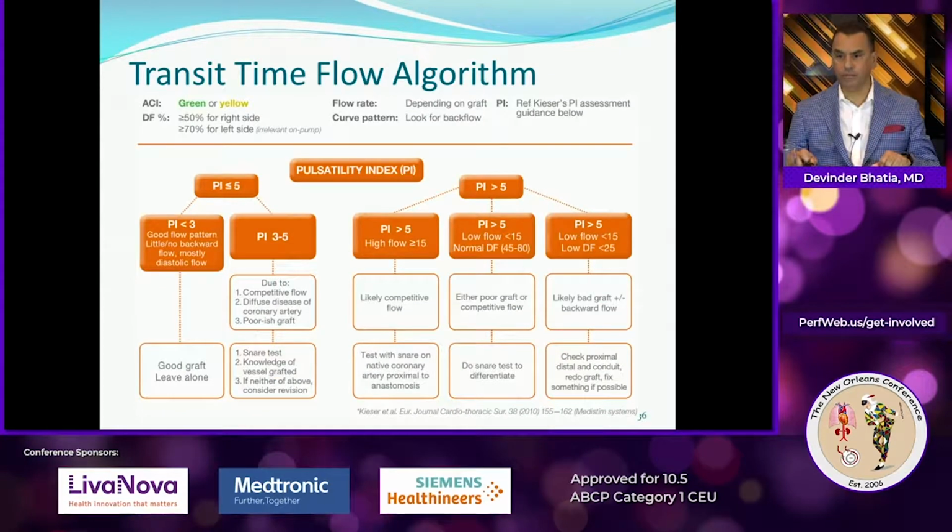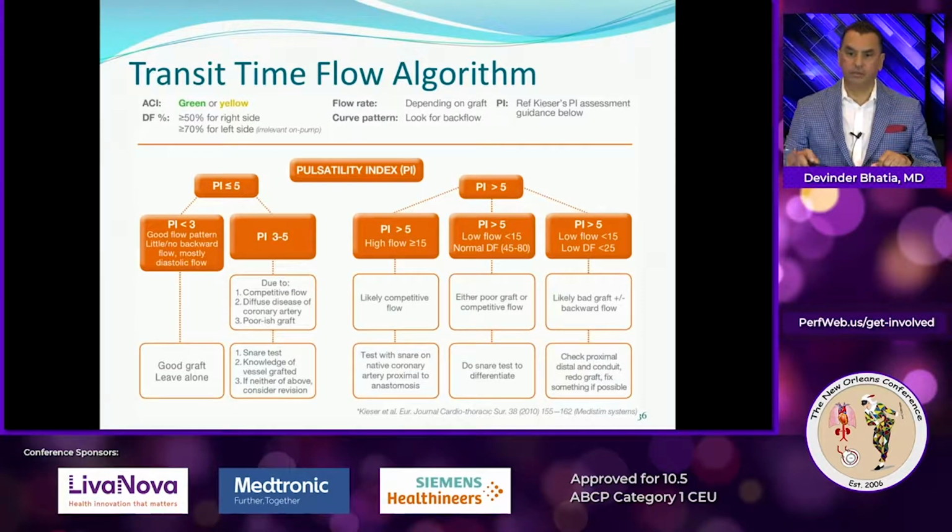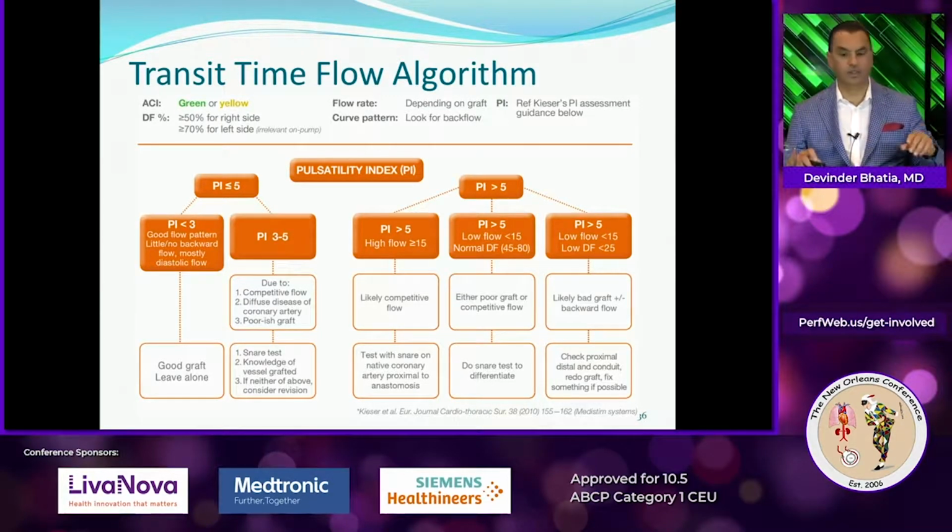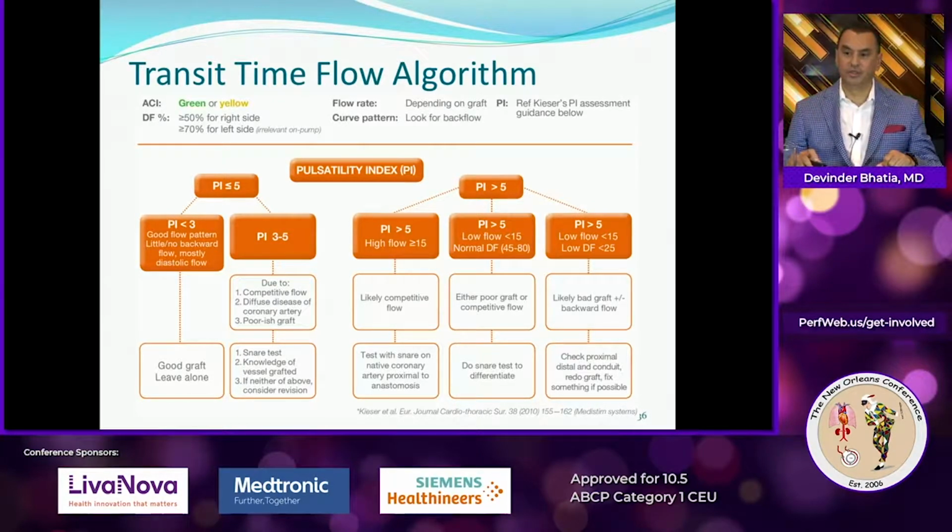This is an algorithm that summarizes a little bit what we talked about. I won't go over everything, but with the pulsatility index less than 5 or even less than 3, that's a good graph. Leave it alone. You got good flow, good diastolic filling. On the other side, greater than 5, low flow, low diastolic filling, likely a bad graft.